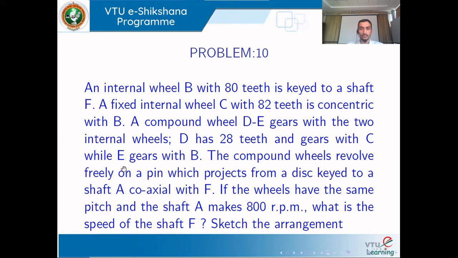The compound wheel revolves freely on a pin which projects from a disc keyed to a shaft A, which is coaxial with F. So the arm on which the compound wheels are mounted is fixed to one more shaft A, which is coaxial with F. If the wheels have the same pitch and the shaft A makes 100 RPM, since shaft A is connected to the arm, it means that the arm makes 100 RPM. What is the speed of shaft F?